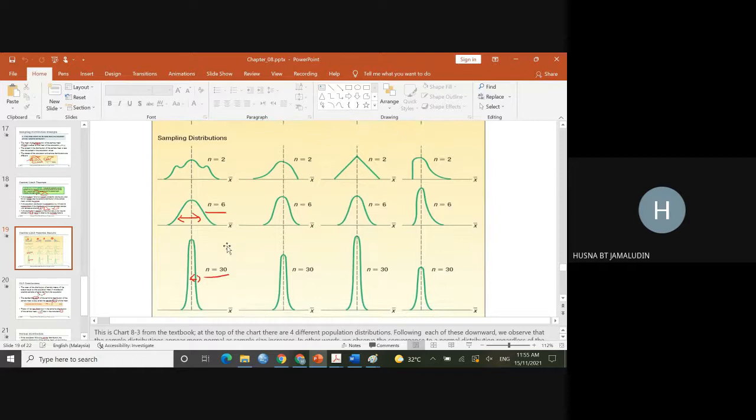Okay. So if you look at here, n equals 6 and n equals 30, which one is more normal? The 6 or the 30? 6. 30. Why 30?